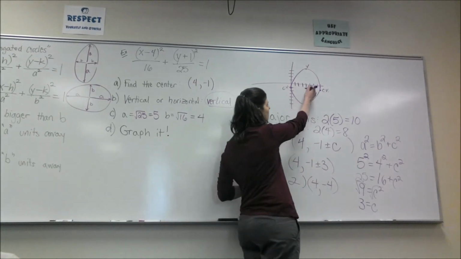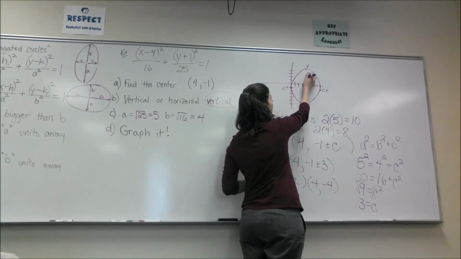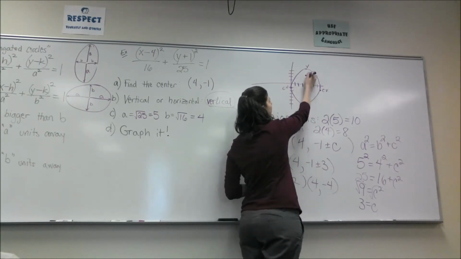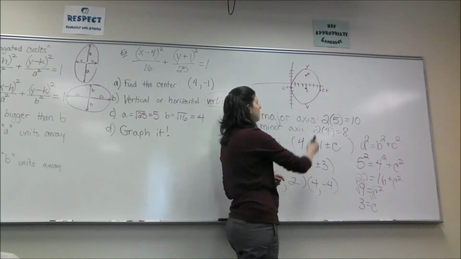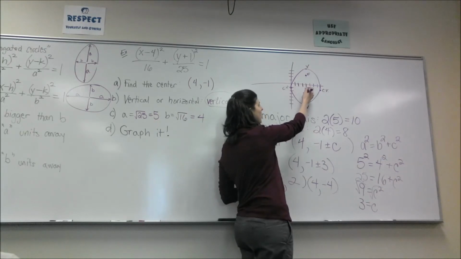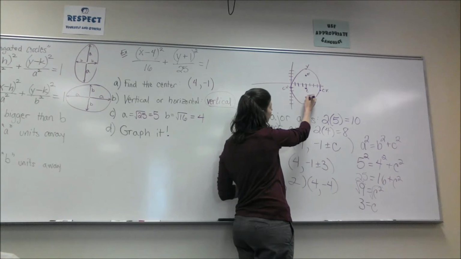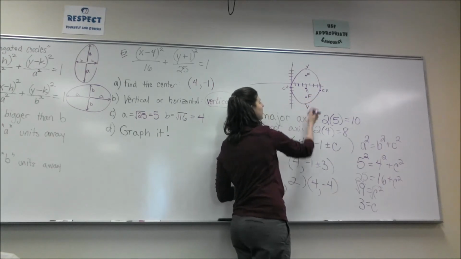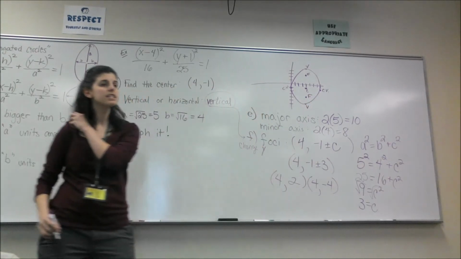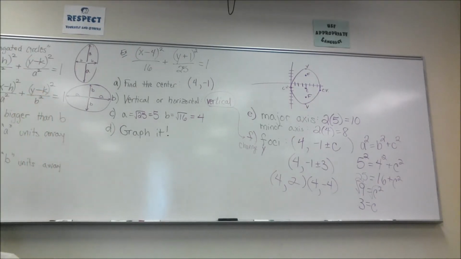So if I go to 4, 2, that lands me right there, and I'm going to label it with an F. And 4, -4. Okay, notice they're equidistant from the center. In fact, they're exactly C units away from the center. And C is found by taking A squared and setting it equal to B squared plus C squared.